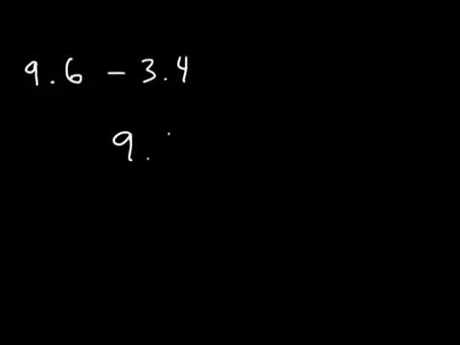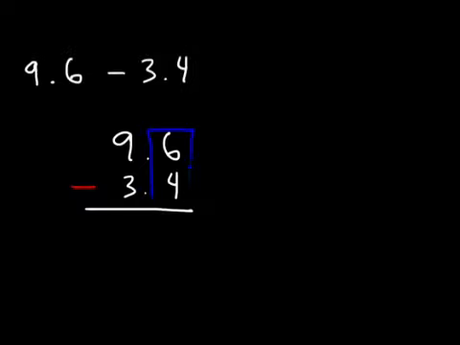So we need to line up the two numbers. And when you line it up, make sure that the decimal points are lined up. And then after that, just go ahead and subtract it. So subtract it column by column, starting from the left. 6 minus 4 is 2. And then in the second column, we have 9 minus 3, which is 6. So the answer for the first example is simply 6.2.